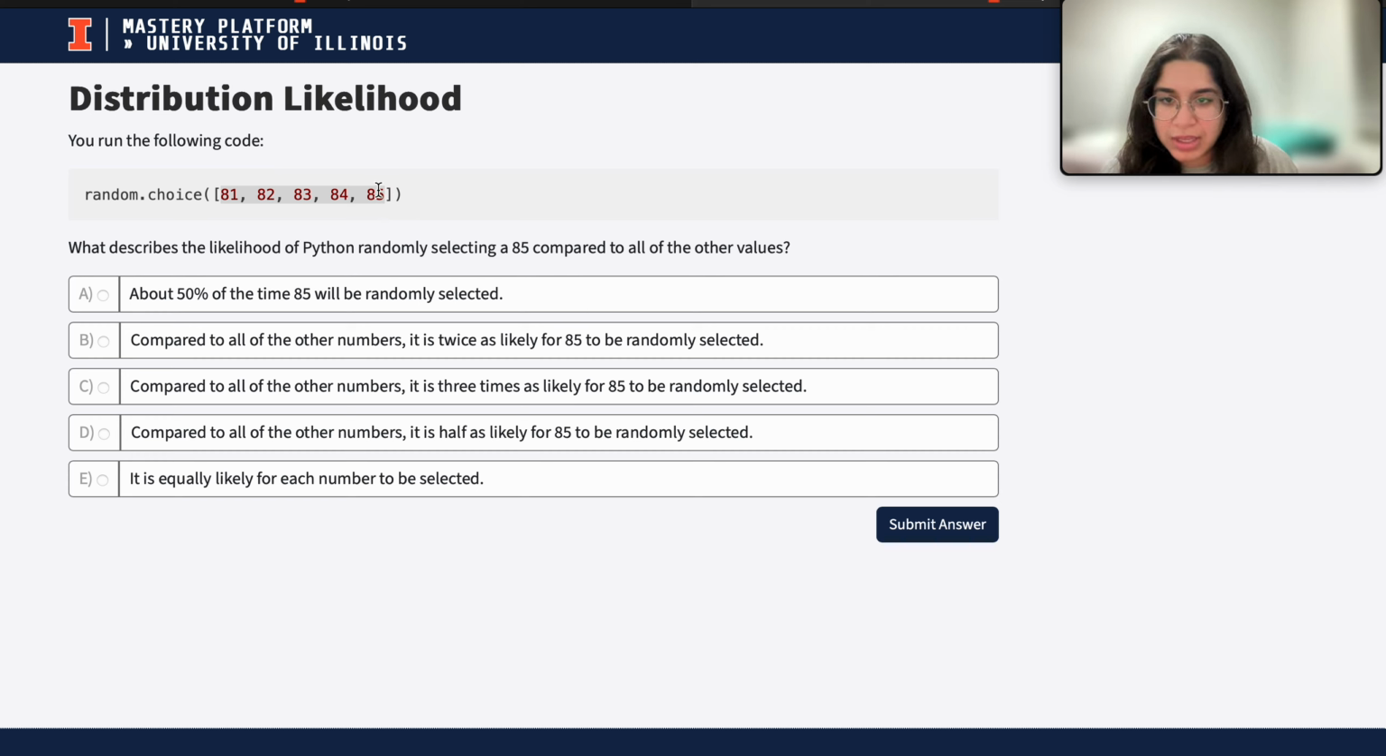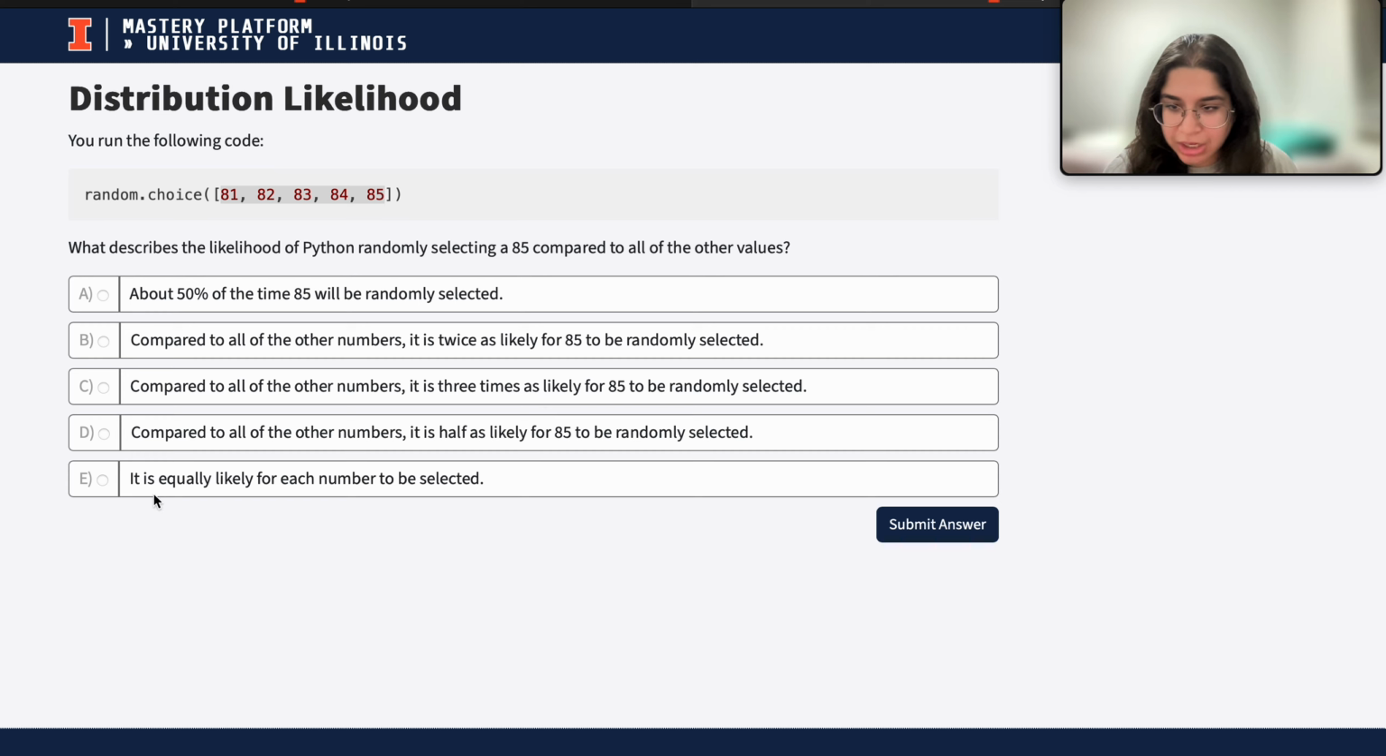Because the probability of choosing 85 is 1 over the total amount of values we have in our random generator, which is 5. So the likelihood of Python randomly selecting an 85 will basically be 1/5, which is the same as the likelihood of picking 81 or 82 or 83 or 84, because all of these numbers occur once out of 5 total numbers. So the likelihood of picking 85 is the same as the likelihood of picking any of the other numbers.